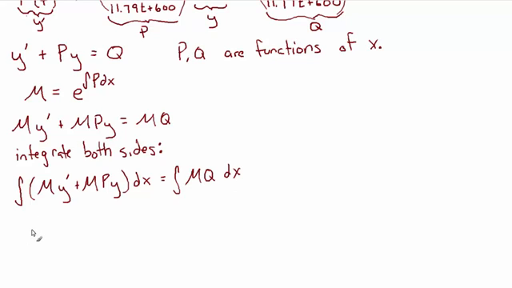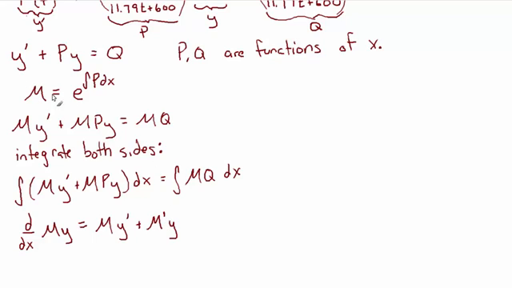And this is where something interesting happens. What's the derivative of mu times y? And I promise you this is going somewhere. Well, mu is a function of x only, and y is a function of x. So in order to take the derivative, we need to use the product rule. So we can do mu times the derivative of y, so mu y prime, plus mu prime times y. But here's another thing. What's the derivative of mu? We have a mu prime in here.